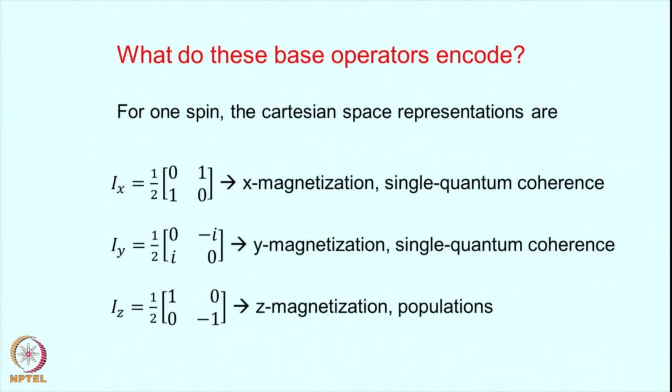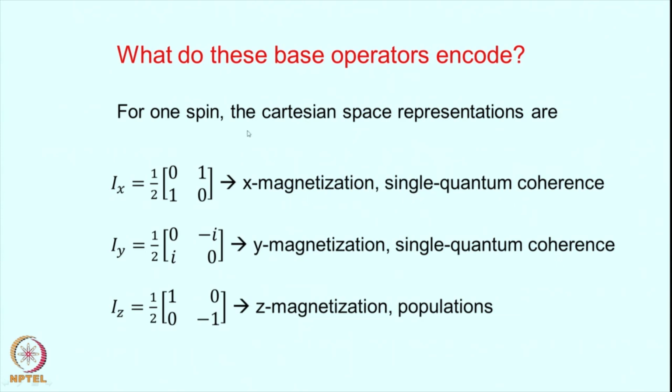Now let us see what these operators encode. We created the various basis operators and we said they represent the density operator, and we have seen the density operator contains various kinds of populations, single quantum coherences, double quantum coherences, zero quantum, multiple quantum coherences. Now what do these basis operators represent? Which basis operator represents what sort of information?